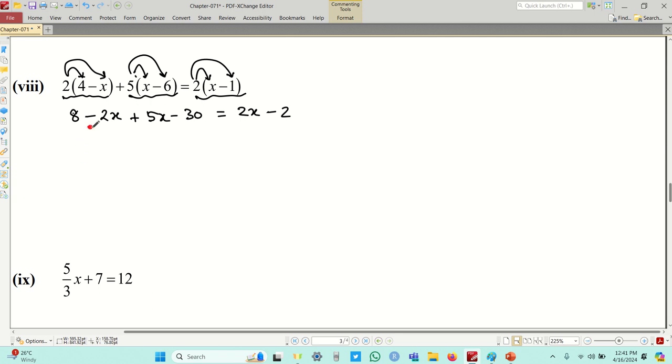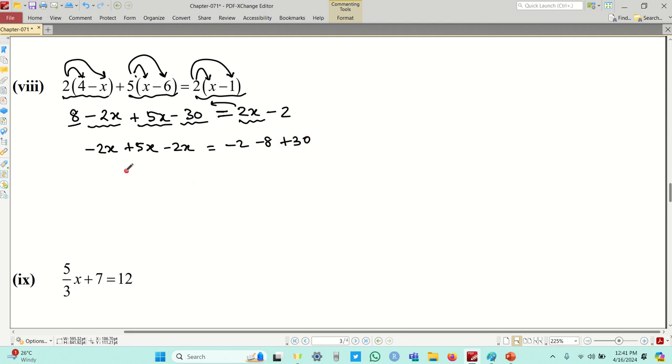So now this is how we need to finish. Now bring the x terms together. What is the first term? Minus 2x. What is the second term? Plus 5x. What is the third term? It is on the right side of the equal sign. So if we shift it here, it will become minus 2x. What is this value? Minus 2. Now shift this 8. It will be plus 8, so it changes into minus 8. And here, this is minus 30. Minus 30 will change into plus 30.